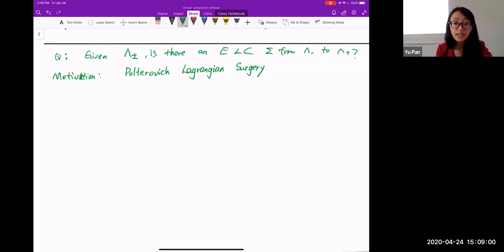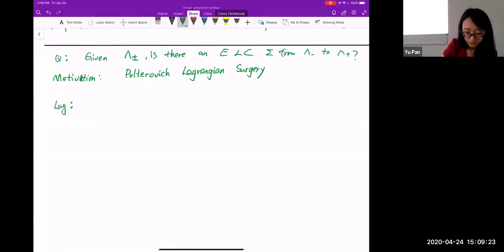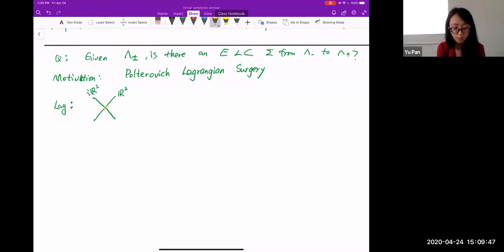What this Lagrangian surgery does is it tells a way to resolve a singularity from an immersed Lagrangian surface to an embedded Lagrangian surface. Locally, what I draw is the Lagrangian picture. Locally, an immersed exact Lagrangian surface around the double point looks like this, which is, let's say, two-dimensional. So it's like R² and iR², like two disks intersecting at one point.